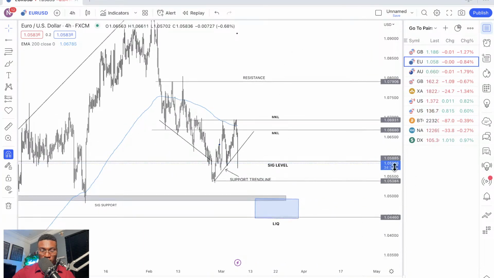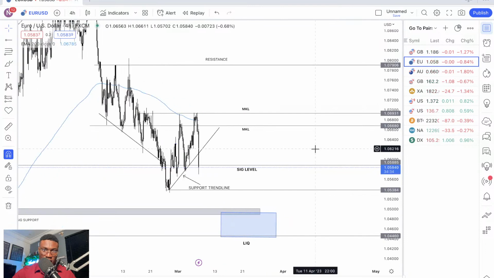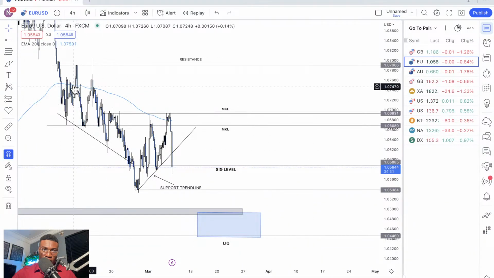Another thing that you can also spot on EURUSD is that we're trading below the 200 period moving average. We've had this decent bounce off the moving average, and if we continue to trade below it, we're going to see the market start to create lower lows and lower highs, and that would bring about more bearish momentum for the euro dollar market.